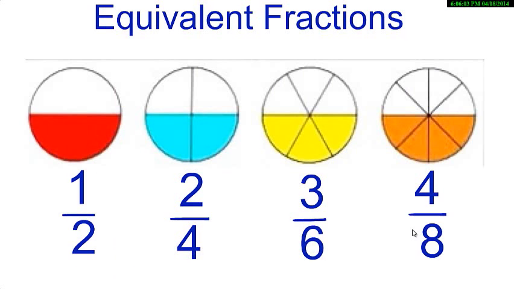Look at this picture. Does each shaded fraction represent the same number? Look at the area shaded in each of the circles. These fractions are equivalent. So we can say 1 by 2 is equal to 2 by 4 is equal to 3 by 6 is equal to 4 by 8.